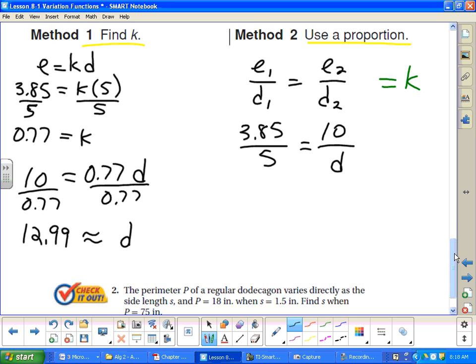So, by the properties of a proportion, we cross multiply. We get 3.85d equals 50. When we divide by 3.85, we should still end up with approximately 12.99. So it really doesn't matter which method you use. Both will get you to the right answer. I prefer the proportion method, and I figure most of you would probably end up doing it that way too.